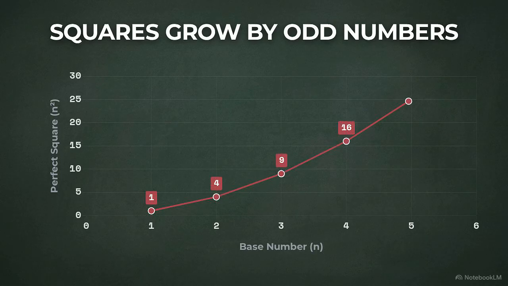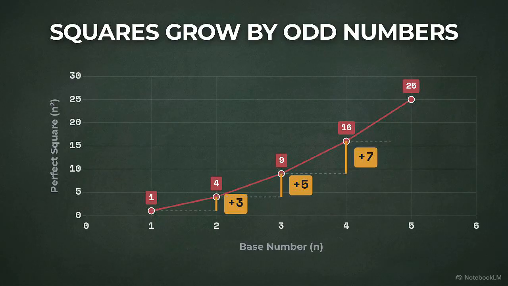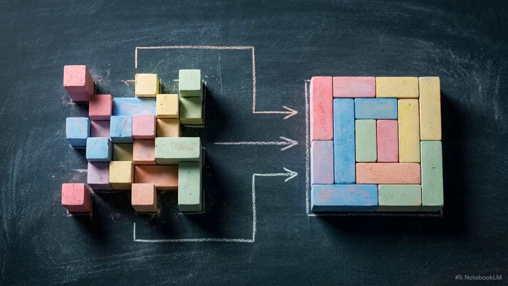They seem like isolated milestones, but look at the space between them. Add 3, then 5, then 7, then 9. Every perfect square is separated by the next consecutive odd number. This raises a question. Why does a sequence of jagged odd numbers always result in a perfectly even square?